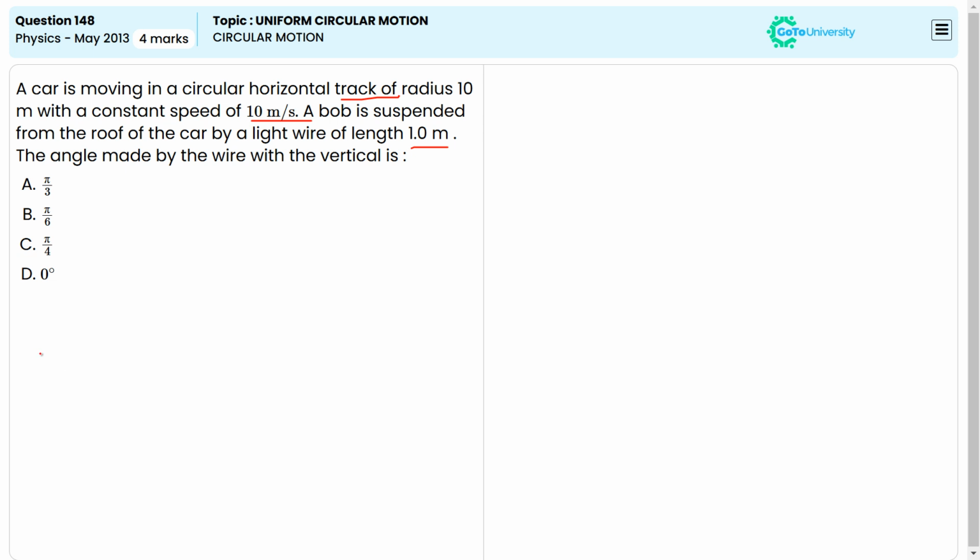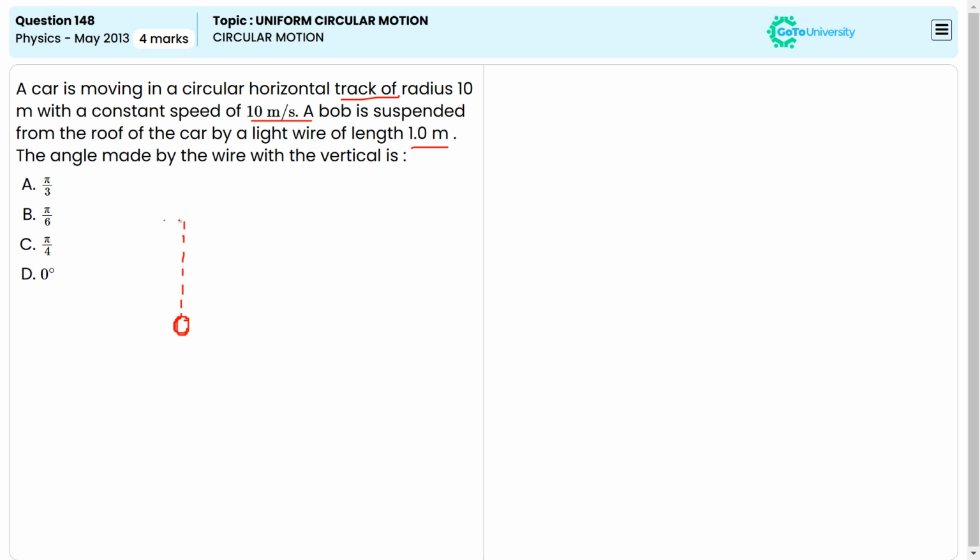Assume this is the bob. It will be suspended from the roof of the car. I'm going to take one bob here, a circle, suspended from the roof of the car by a light wire of length 1 meter. Then the angle made by the wire with the vertical axis.